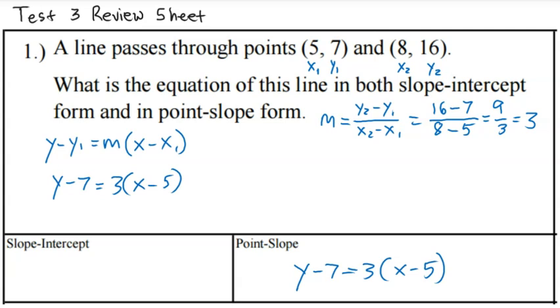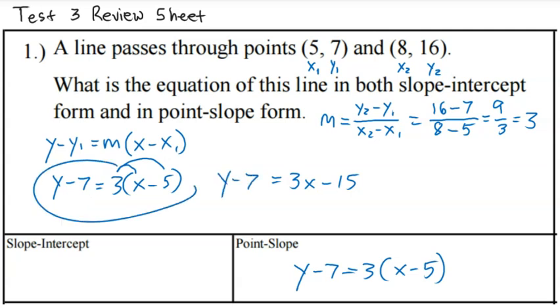Now we're going to convert this point-slope form into slope-intercept form. All we have to do is distribute the 3 on the right side of the equation to the x and to the minus 5. So 3 times x is 3x. We put an equal sign here: 3x. And then 3 times negative 5 is negative 15. Then we bring over the y minus 7. So all we did was distribute the slope.